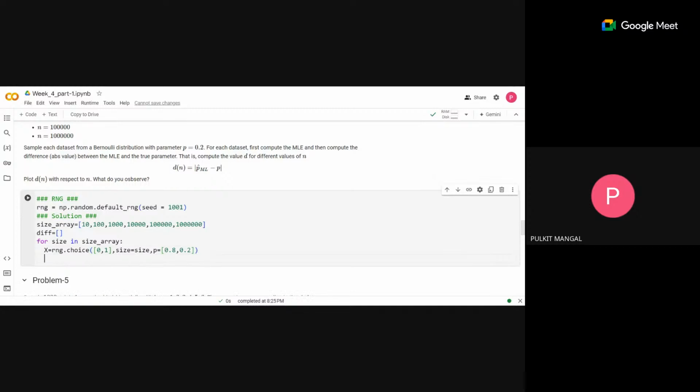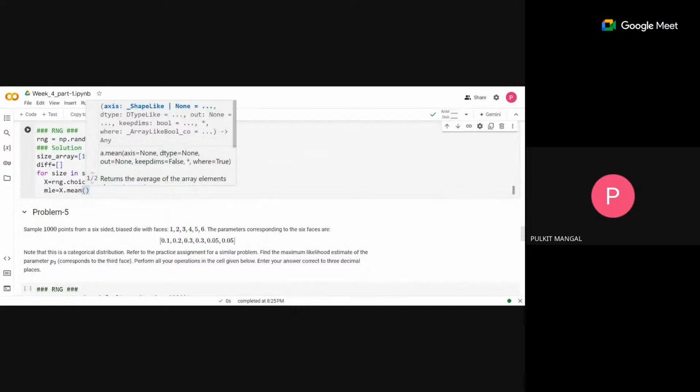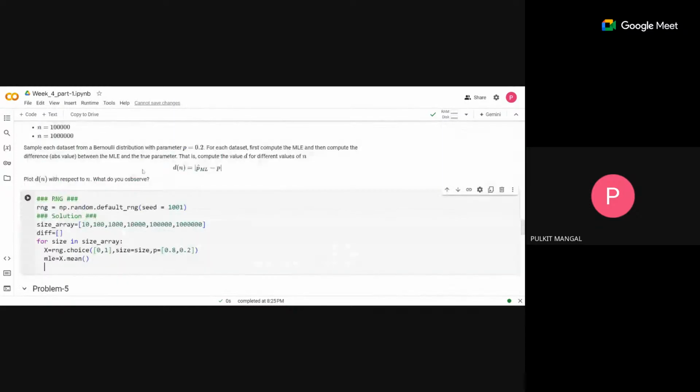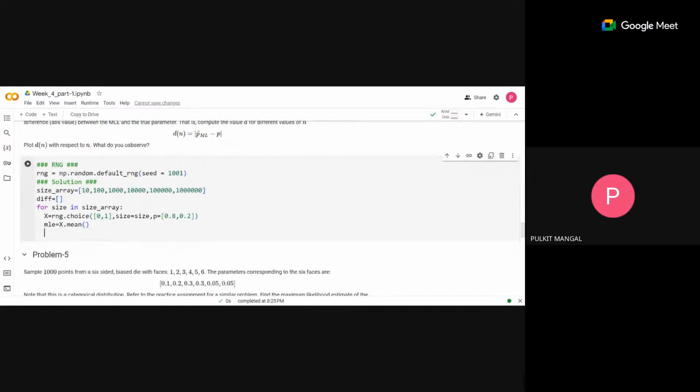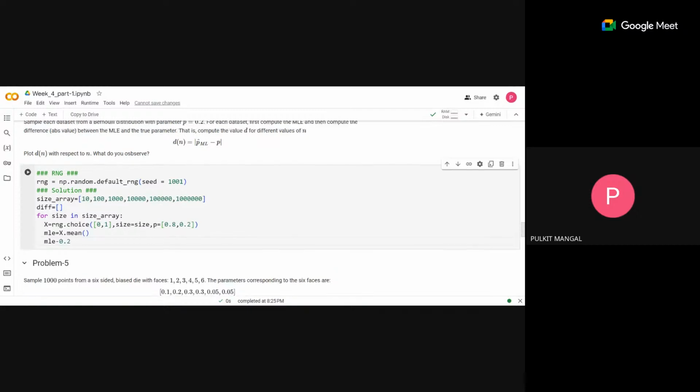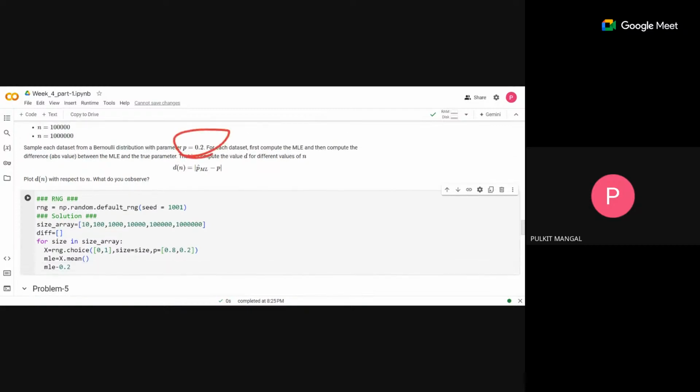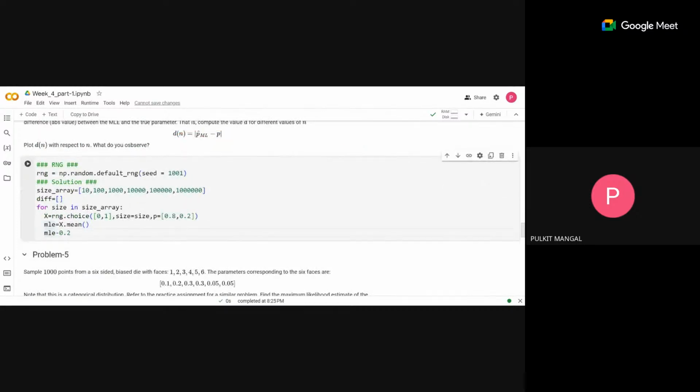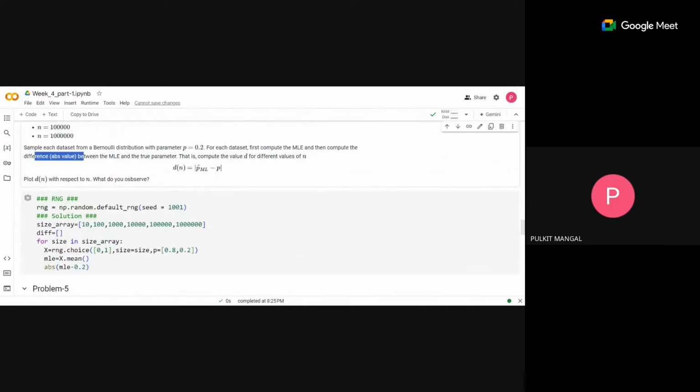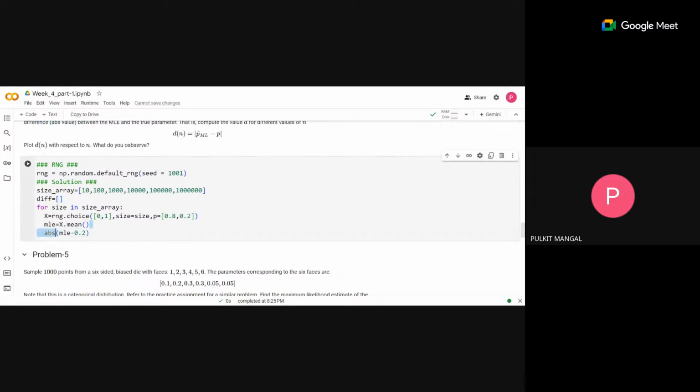Next thing is to calculate the MLE. So MLE is x.mean. After calculating the MLE, we have to calculate this difference, that is MLE minus 0.2. That was this parameter. We'll calculate this difference and take the absolute value of that, because that's what is asked here. And we will append this difference in this diff list, so that is diff.append.